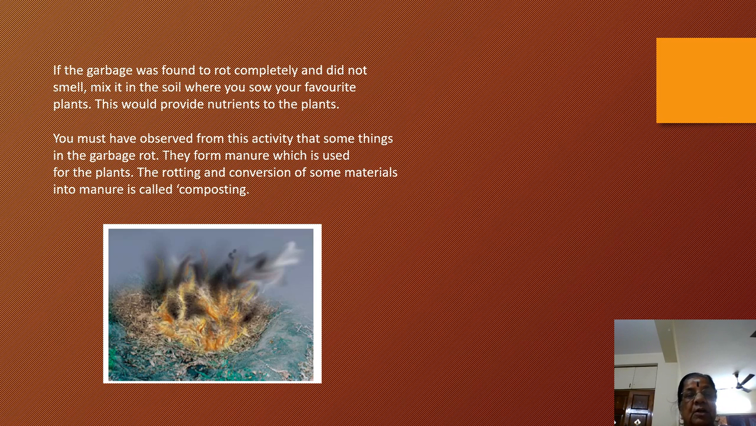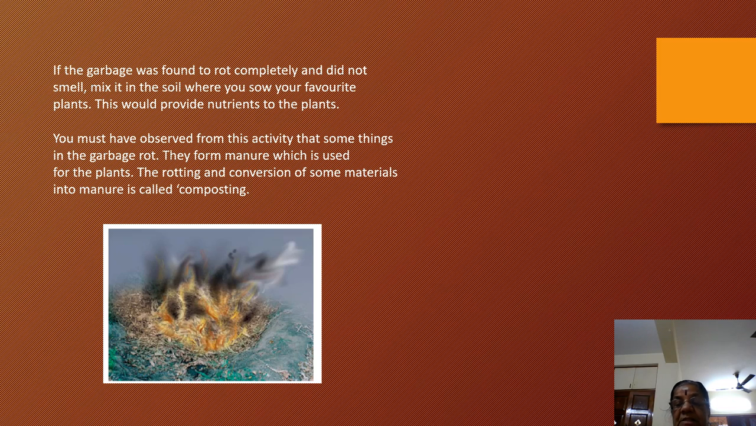So if the garbage was found to rot completely and did not smell, mix it in the soil where you sow your plants. This would provide nutrients to the plants. And you would observe that something in the garbage rots and forms manure which is used for the plants. The rotting and conversion of some material into manure is called manuring. That method of conversion is called manuring.